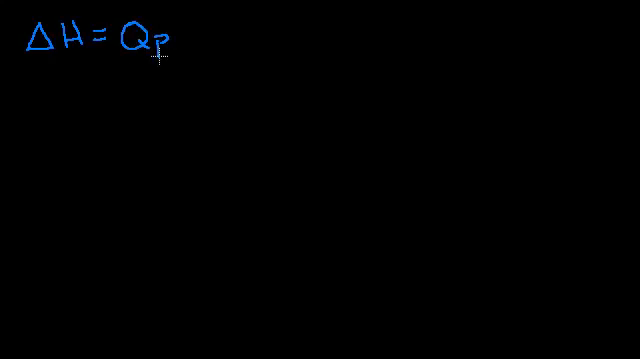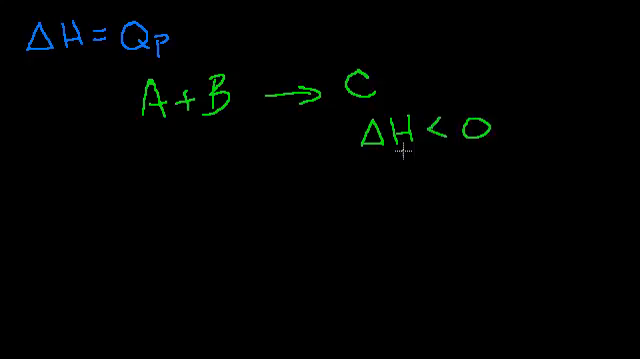So if you have a reaction, let's say A plus B yields C, and our change in enthalpy, so our enthalpy in this state minus the enthalpy in that state, let's say our change in enthalpy is less than 0, we know that this is exothermic. Why is that? And once again, I'm assuming constant pressure. How do we know this is exothermic, that we're releasing energy?